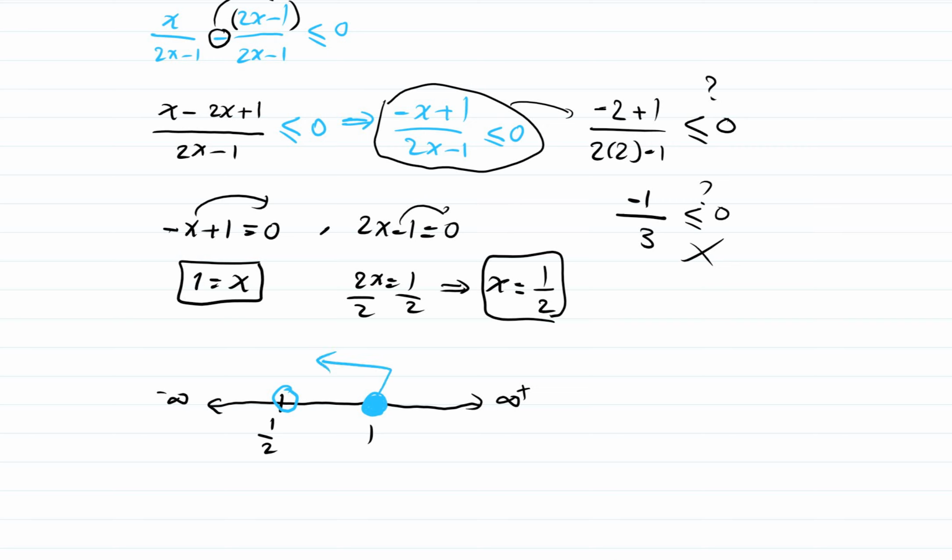How about 1 over 2? Let's pick. So this part is not the answer. How about let's pick a number less than 1 over 2, which we can say 0. Substitute 0 here. So let's test 0 also.